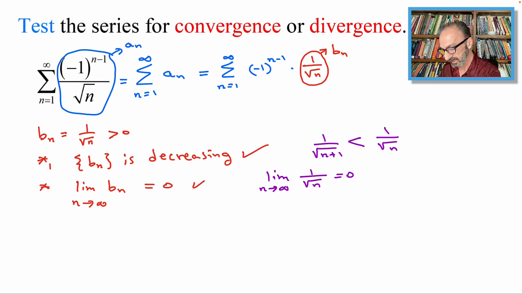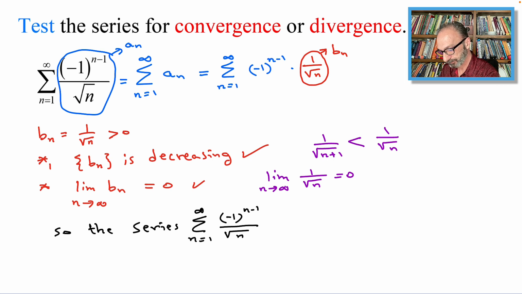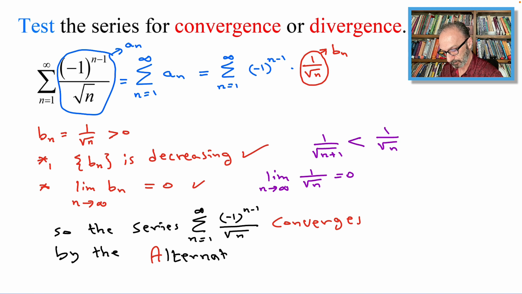Therefore, we could say that the series that was given to us, which is the summation n equals 1 to infinity of -1 to the power n minus 1 over square root of n, converges by the alternating series test.